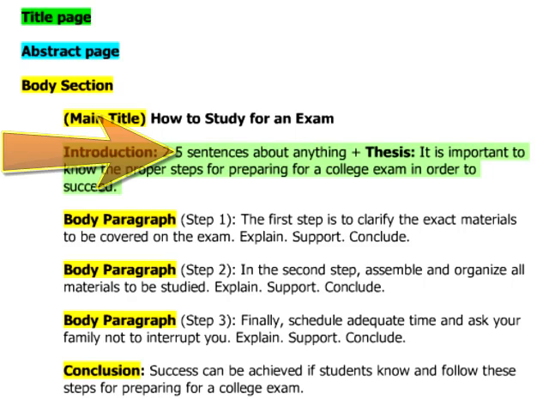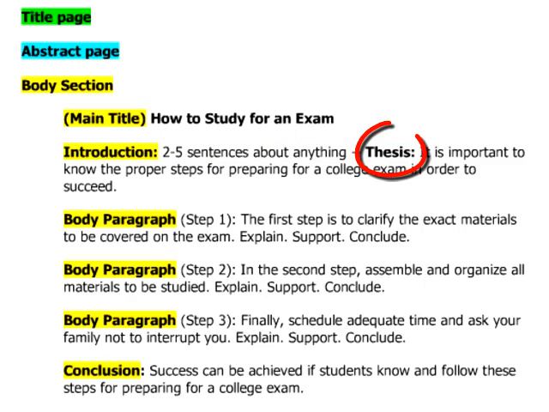An introduction paragraph, and you are shown a particular formula to use for the introduction paragraph. And that formula was 2 to 5 sentences about anything, followed by or leading up to the thesis. For example, here's a possible thesis for a process or how-to essay. It is important to know the proper steps for preparing for a college exam in order to succeed. A process essay written on this topic is going to take you through, one by one, the proper steps of preparing for a college exam.